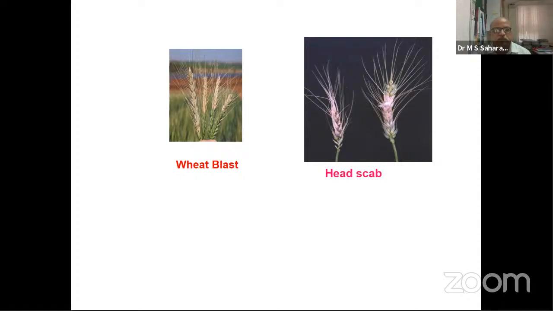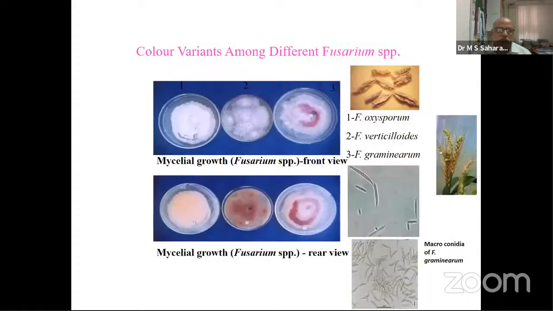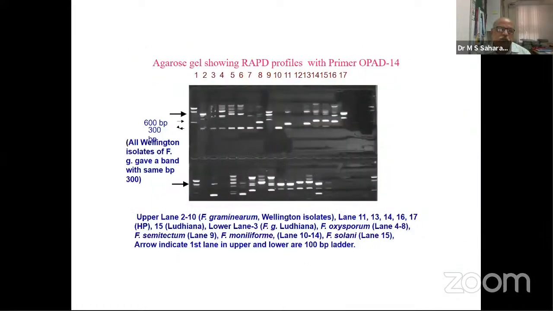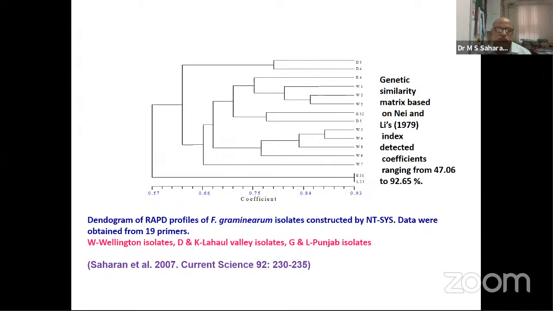Next, please. From Lahaul Spiti, we got at that time during 2005 mainly these 3 species, and these are the macroconidia of Fusarium graminearum. Next, please. We did RAPD, and on the basis of RAPD we characterized 32 isolates of Fusarium graminearum and other Fusarium species. On that basis, we could characterize these isolates.